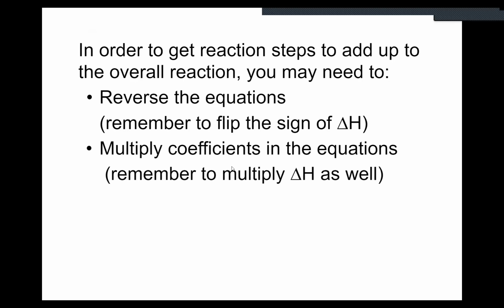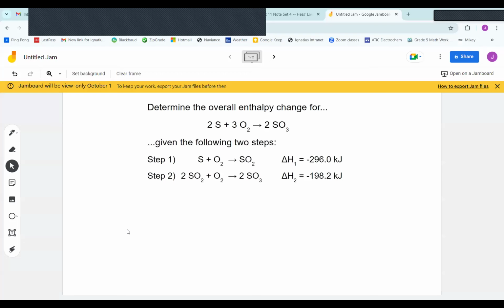Let's try a couple of sample problems because sometimes these steps are a little hard to visualize. We're going to go over to our Jamboard here. Here's our problem. Determine the overall enthalpy change for this equation: 2 sulfurs plus 3 oxygens yields 2 sulfur trioxides. Given these 2 reaction steps, and the delta H values for each step is given.